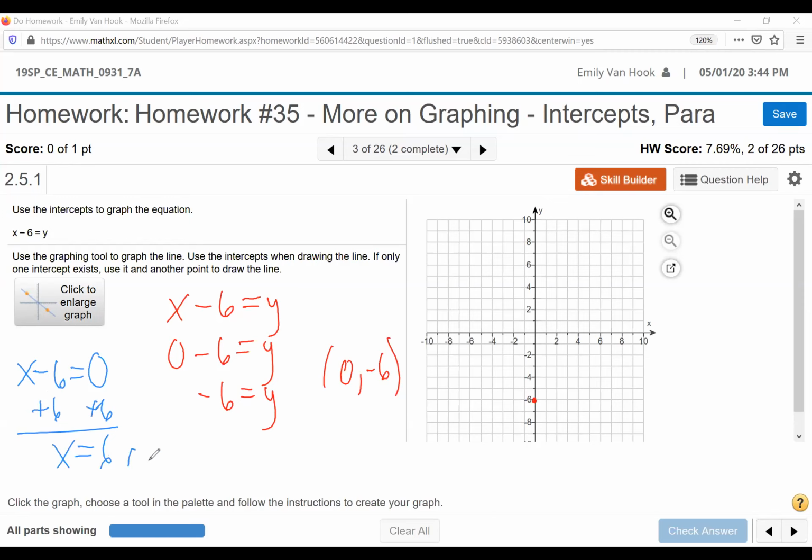So it looks like my x-intercept is 6, 0. That's over here on the x-axis. So those are the 2 points that I'll be plotting.